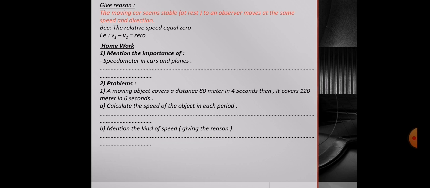Give a reason: the moving car seems stable or at rest to an observer who moves at the same speed and in the same direction. Here, there is no relative speed because they move in the same direction with the same speed. The relative speed in this case equals 0. V1 is the speed of the car and V2 is the speed of the observer, so in this case, they equal 0.